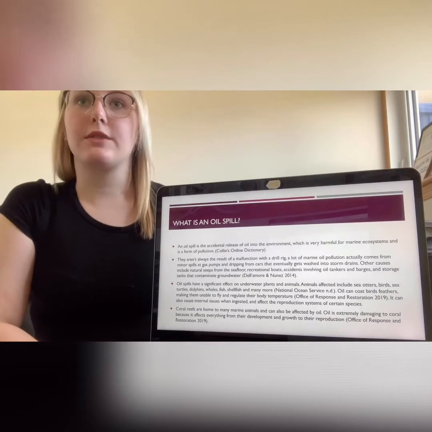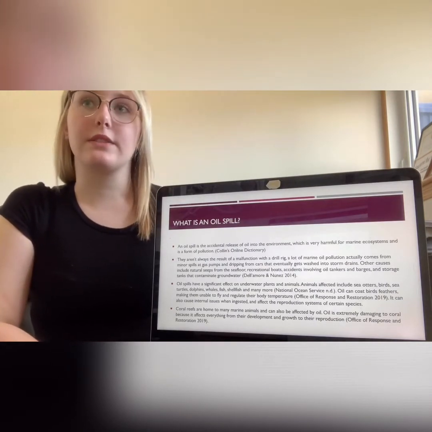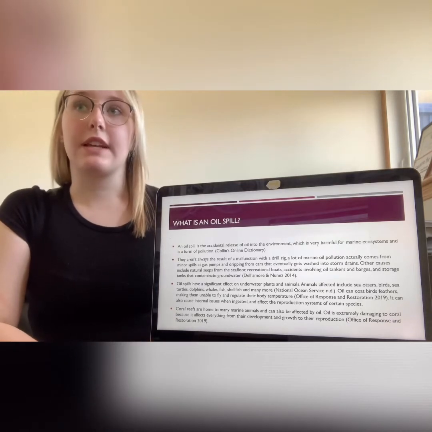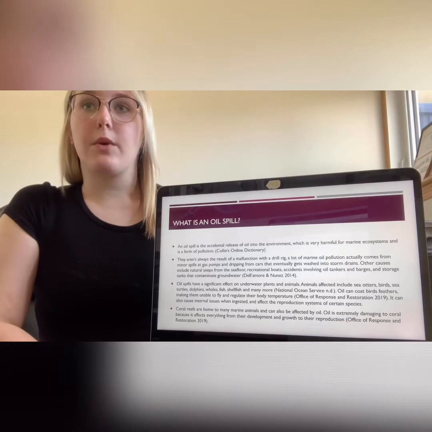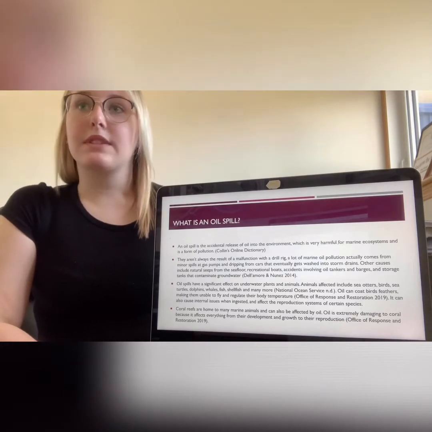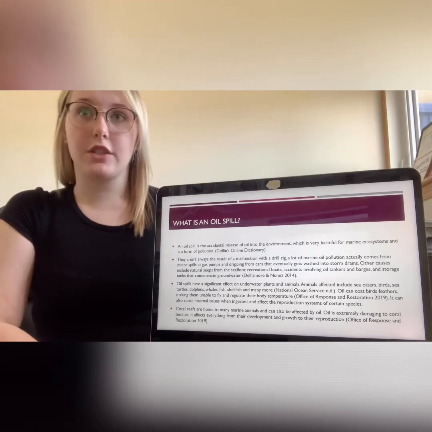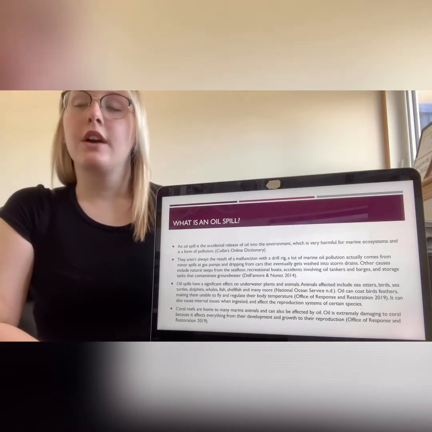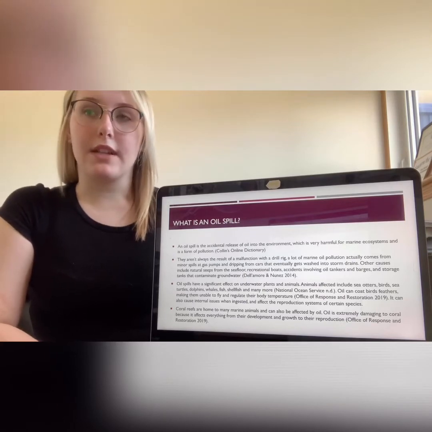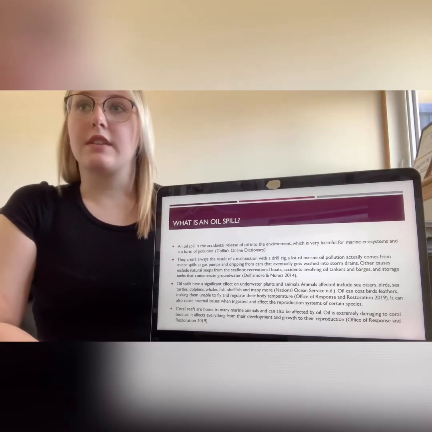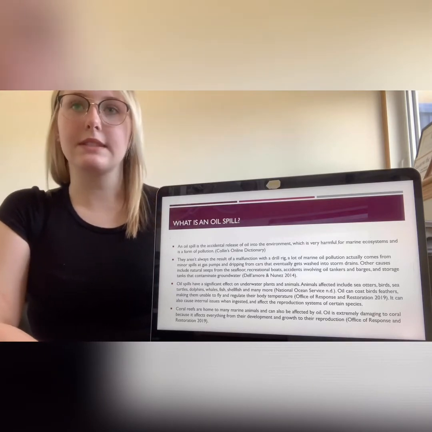Other causes include natural seeps from the sea floor, recreational boats, accidents involving oil tankers and barges, and storage tanks that contaminate groundwater. Oil spills have a significant effect on underwater plants and animals. Animals affected include sea otters, birds, sea turtles, dolphins, whales, fish, shellfish, and many more. Oil can coat birds' feathers, making them unable to fly and regulate their body temperature. It can also cause internal issues when ingested and affect the reproduction systems of certain species.